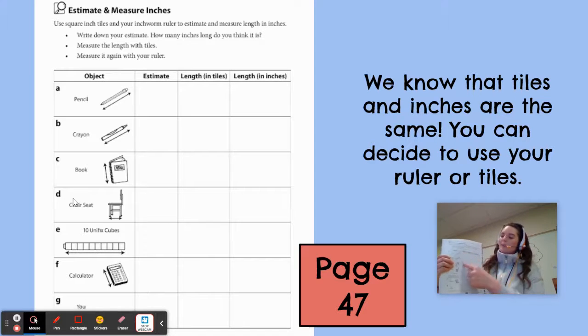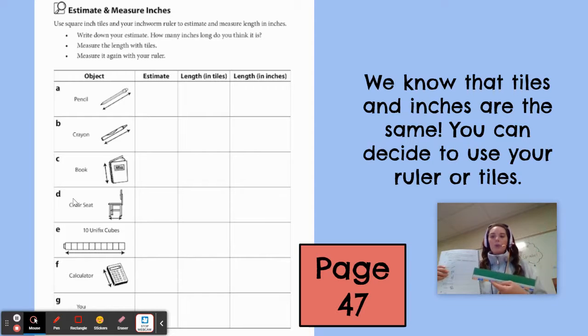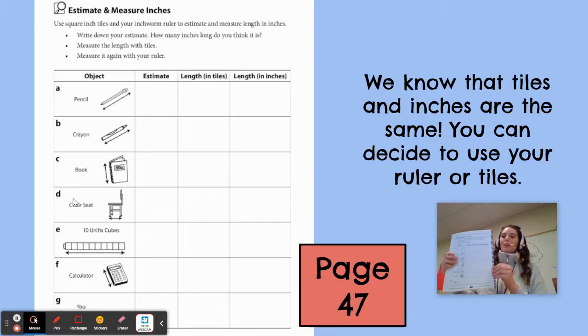Once you have estimated the length of all of these objects, meaning made a guess, you have not measured yet. After you've made your estimates, then you can choose. Do you want to measure using tiles, or do you want to measure using your inchworm ruler? And then you are going to tell me the exact length of those objects after you've measured, okay? So you are going to estimate and measure the length of objects in inches. That is our goal for the lesson today.